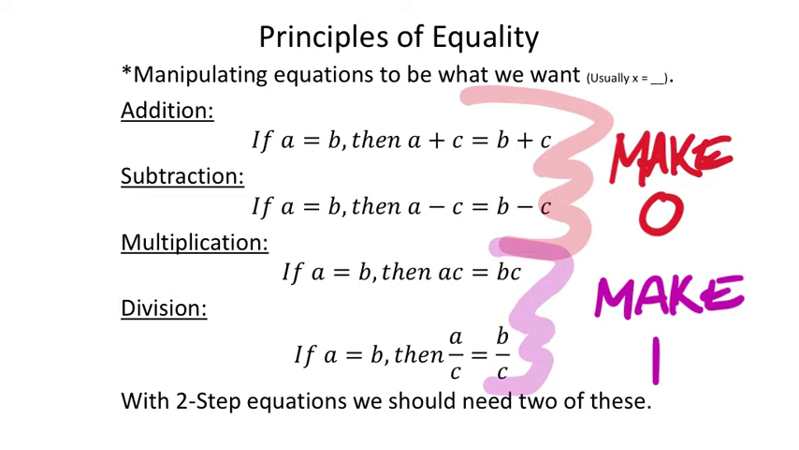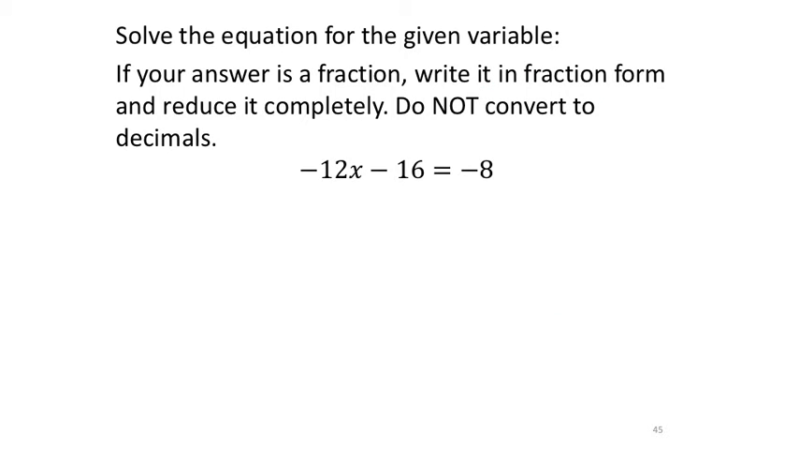The process here is to force the values to go away because they become phantom zeros, or to make the coefficients ones, a phantom one, so that we don't have to look at that garbage, okay? But two-step equations, we're going to need two of these. So here we go. Here's this one. If your answer is a fraction, we'll write it as a fraction, no problem, right?